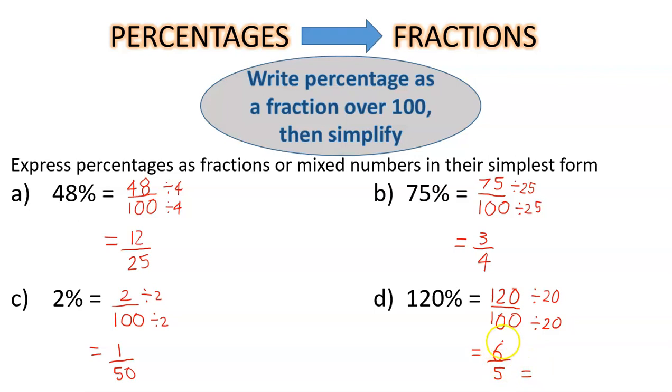Final answer should be converted to a mixed number, because that's what it asked me in the question originally. How many 5s in 6? Well, there's 1. We've got a remainder of 1 over 5. So 120% expressed as a fraction in its simplest form would be 1 and 1/5. You can pause and copy these into your workbooks, please, because you're going to be doing similar questions.